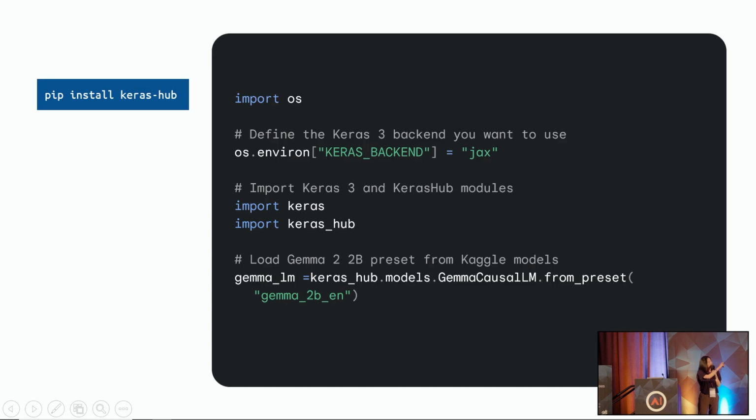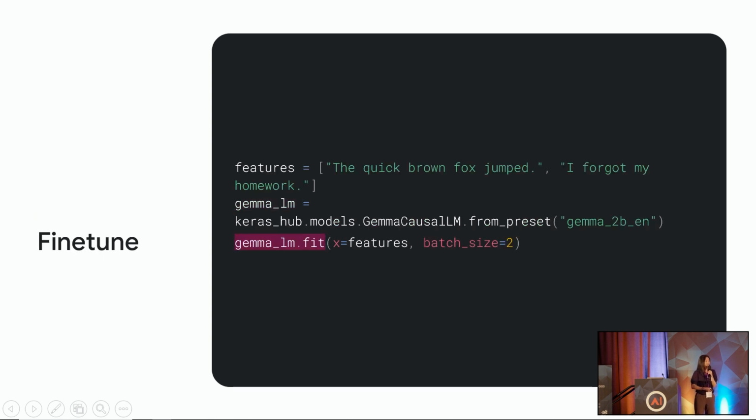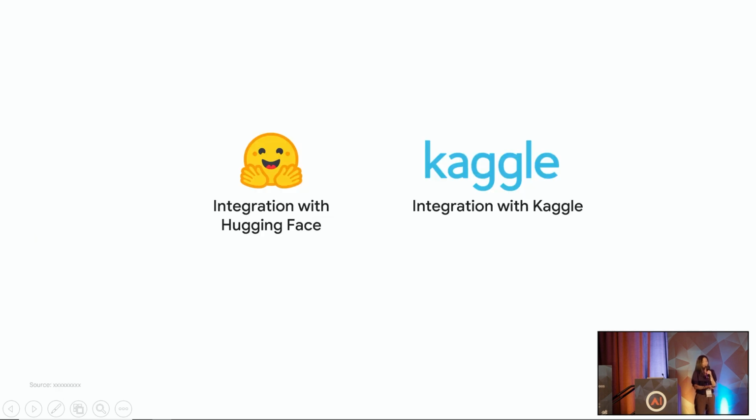The way you get started with Keras Hub is super easy. You can just download it as a pip package, and then choose your backend, import it, and then there you go. You can just call GemmaCausalLM.from_preset, and that's how you get Gemma. And then what can you do with that? You can use it to generate tokens. You can also fine-tune. So here we call model.fit on that Gemma LM object. So super easy.